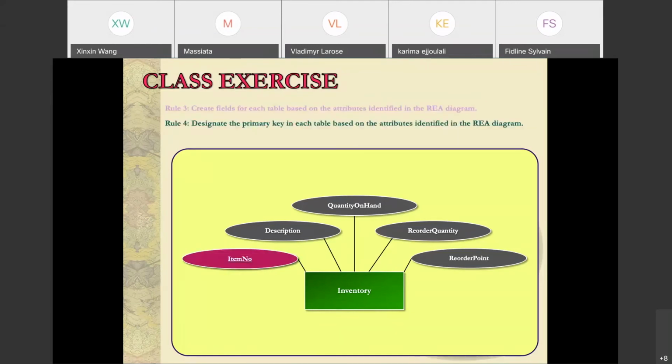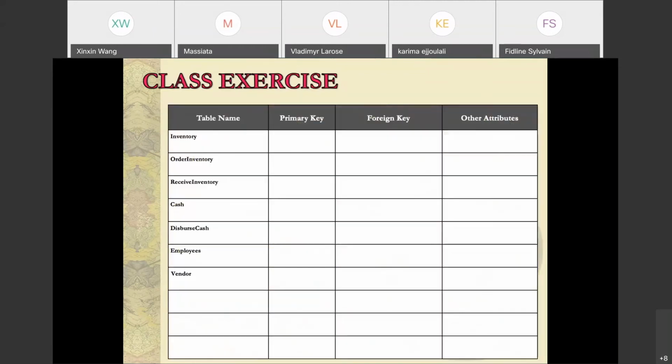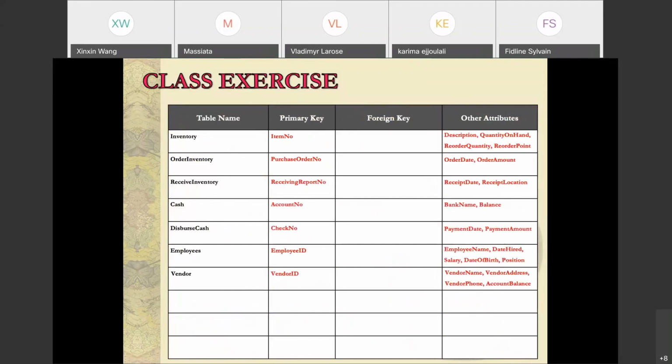So rule number 4, identify the primary key for the table. In this case, we identified all the primary keys and other attributes. So these are the fourth rule, rule number 4. And after that, you will be able to fill in most of the table, because as I said, not every table has foreign keys.